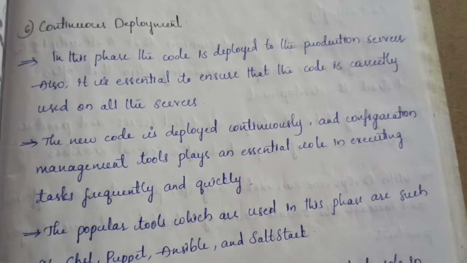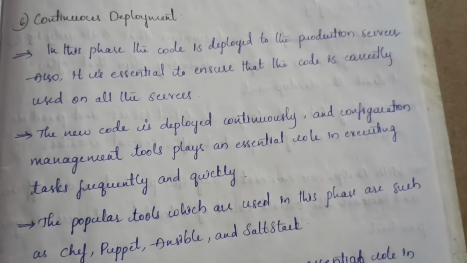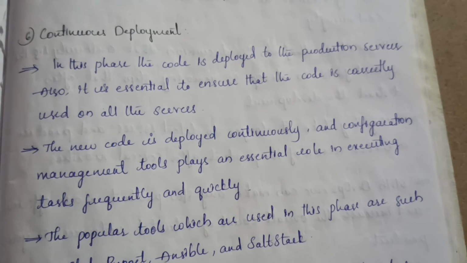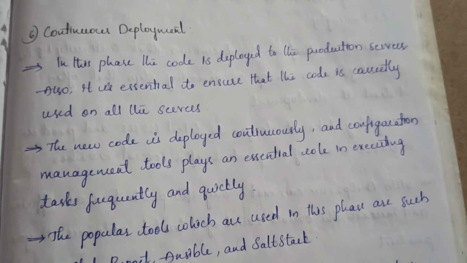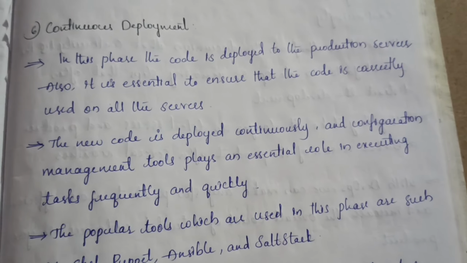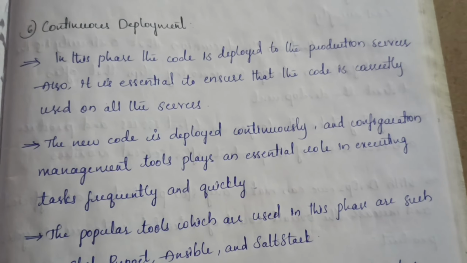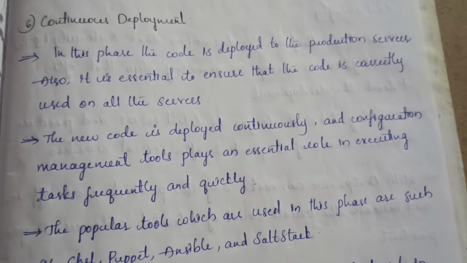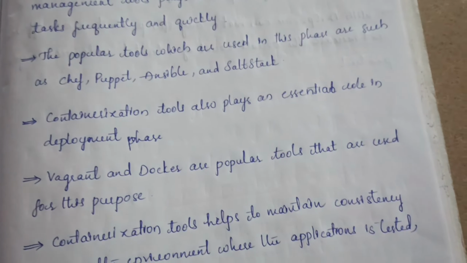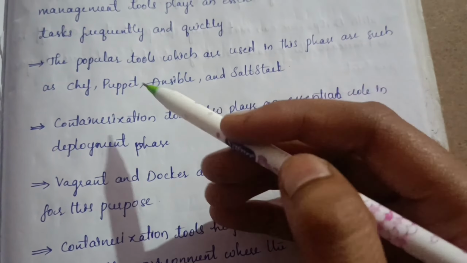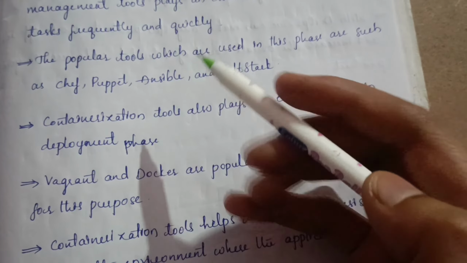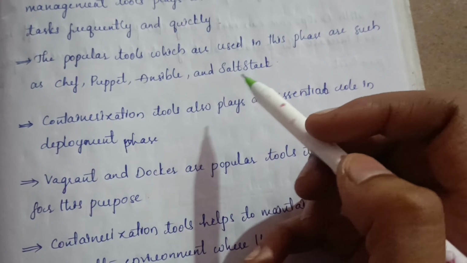Next we are going to discuss continuous deployment. In the continuous deployment phase, the code is deployed to the production server. Also, it is essential to ensure that the code is correctly used on all the servers. This new code is deployed continuously, and configuration management tools play an essential role in executing tasks frequently and quickly. In continuous deployment, the popular tools used in this phase are Chef, Puppet, Ansible, and SaltStack.